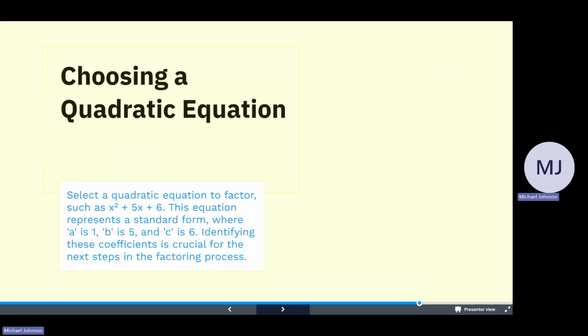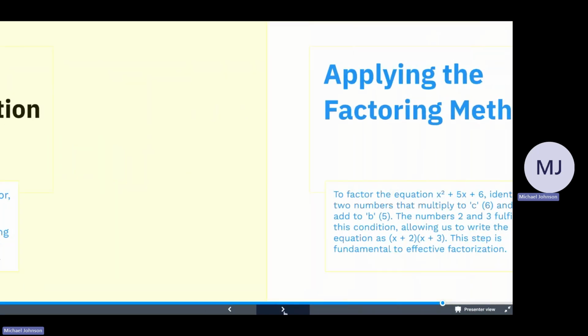Select a quadratic equation to factor, such as x squared plus 5x plus 6. This equation represents a standard form where a is 1, b is 5, and c is 6. Identifying these coefficients is crucial for the next steps in the factoring process.